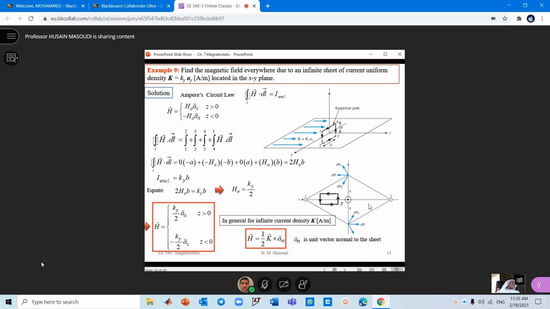For example, in our case, if we are measuring a point above the sheet, an here is going to be az. So let's apply it. This is ay, cross with az. This will give us ax, above the sheet. But if I am below the sheet, an is going to be minus az. So ay crossed with minus az is going to give us minus ax. So this will work if you put the sheet anywhere. All you need is a unit vector normal to the sheet to the observation point.